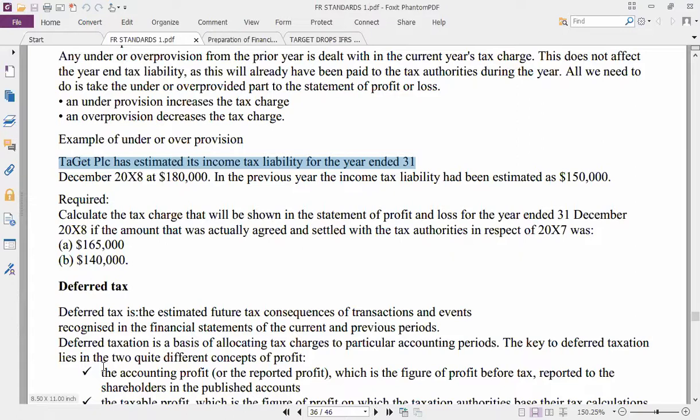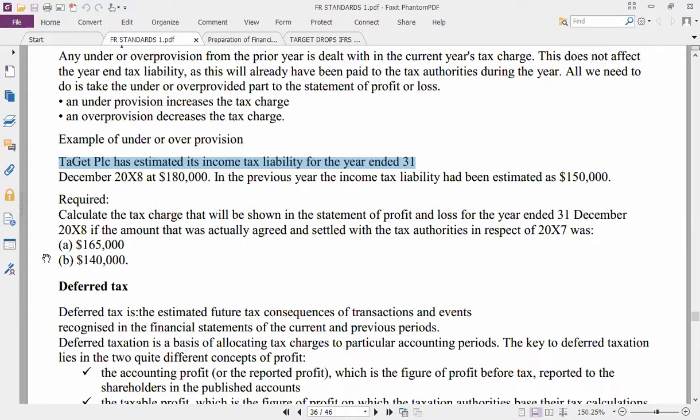Target PLC, page 36. So I'm going to try that one under two scenarios. This example basically talks about current year tax and then the under or over. Okay, so that is it. So you go to that one for me and then you are fine.